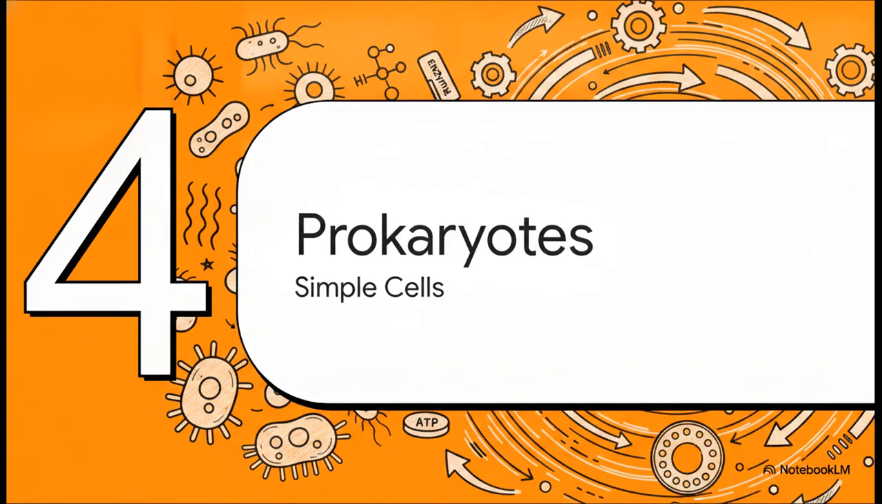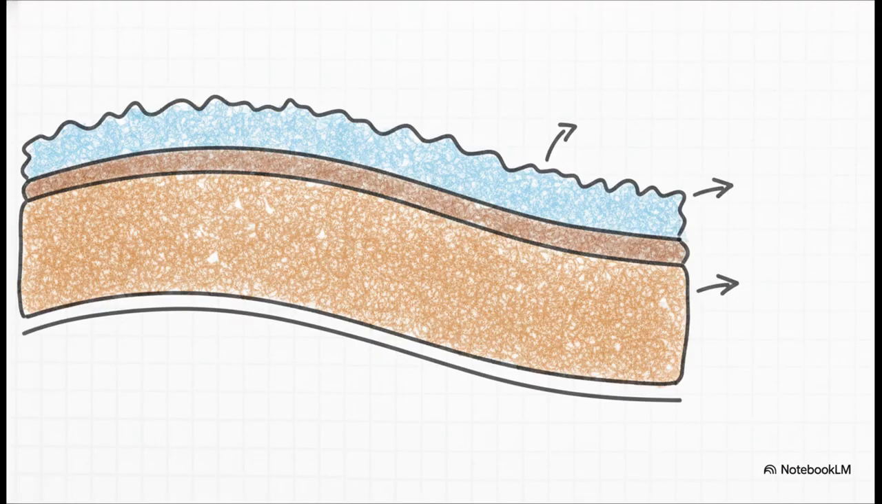This brings us to Section 4, prokaryotes, the simple cells and masters of microscopic efficiency. Despite lacking a well-defined nucleus, prokaryotes are absolutely the masters of microscopic efficiency. Let's break down their armor, the bacterial cell envelope. It has 3 distinct layers.